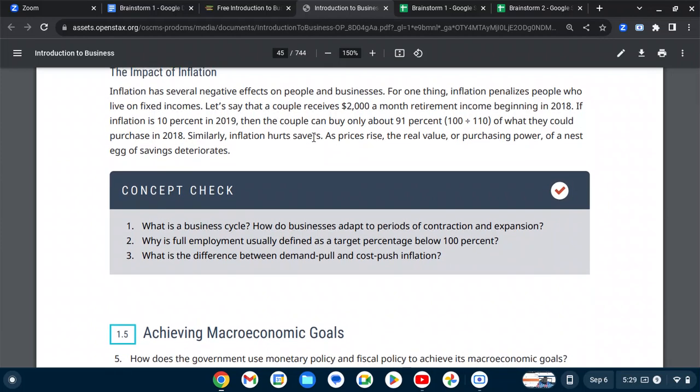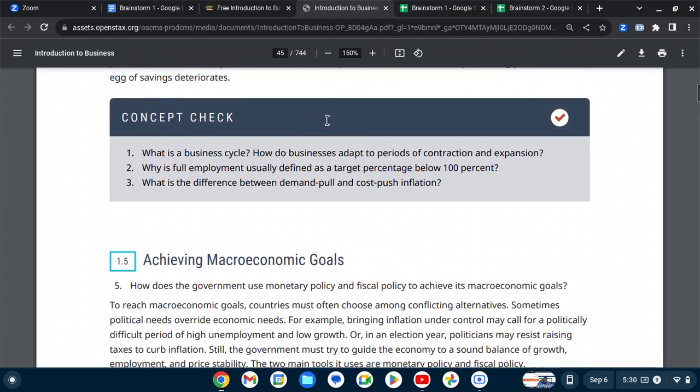The impact of inflation. Inflation has several negative effects on people and businesses. For one thing, inflation penalizes people who live on fixed incomes. Let's say that a couple receives $2,000 a month retirement income beginning in 2018. If inflation is 10% in 2019, then the couple can buy only about 91% of what they could purchase in 2018. Similarly, inflation hurts savers. As prices increase, the real value, or purchasing power, of a nest egg of savings deteriorates.